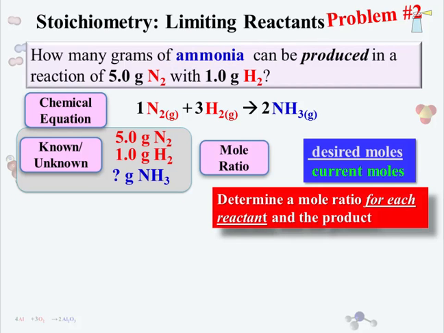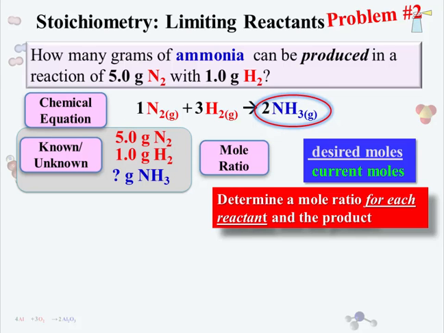Step 3 is to find the mole ratio. For limiting reactant problems, that's finding a mole ratio for each reactant that has a specific given amount. Again, this process can be done in separate parts. One part would be determining the amount of moles of ammonia from the 5.0 grams of nitrogen, and when that is done, determining the amount of moles of ammonia from 1.0 grams of hydrogen gas.